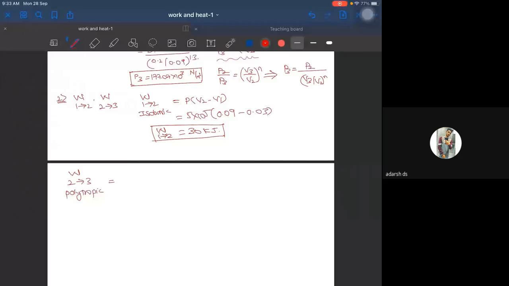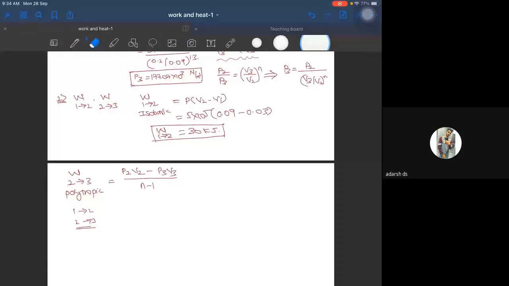Yes, sir. The formula is P1 V1 minus P2 V2 divided by n minus 1. Is it n minus 1? So now the process is not 1 to 2, but 2 to 3. So how am I supposed to write it for 2 to 3? Can I write it as P2 V2 minus P3 V3 divided by n minus 1 for the process 2 to 3? Is that correct, Adarsh? Yes. So now substitute the things, guys.